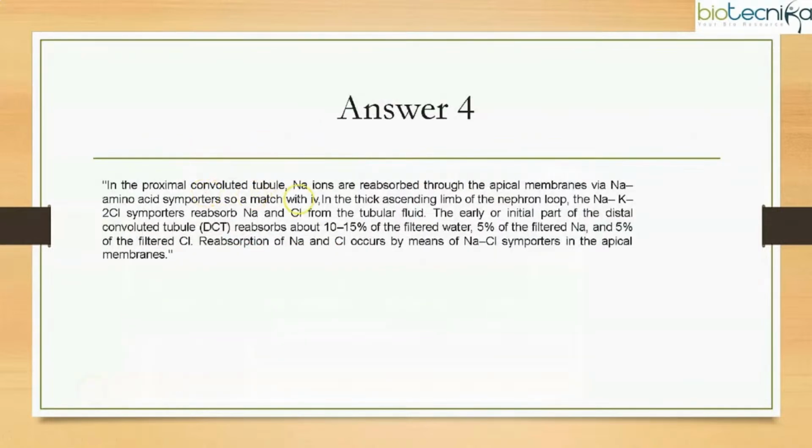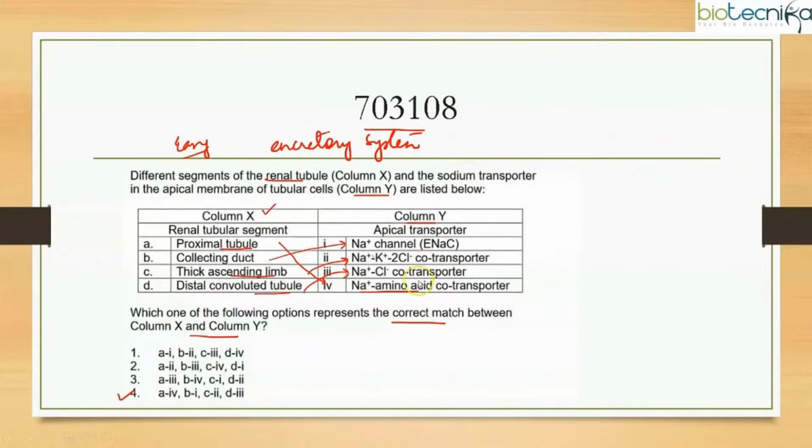As mentioned, in the PCT, sodium ions are reabsorbed through the apical membranes via sodium amino acid symporters. So A matches with 4. In the thick ascending limb of the nephron loop, the sodium potassium 2 chloride symporters will reabsorb sodium and chloride from the tubular fluid. The early or initial part of DCT will reabsorb 10 to 15% of filtered water, 5% of filtered sodium and 5% of filtered chloride. So that is why reabsorption of sodium and chloride occurs by means of sodium chloride symporters. So the right option is option 4.